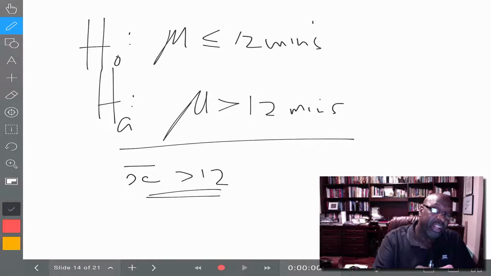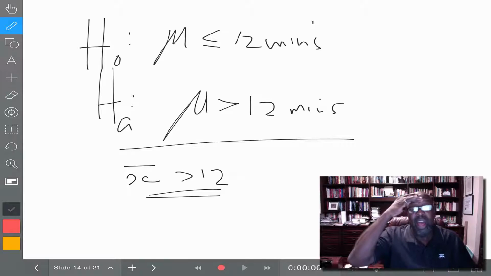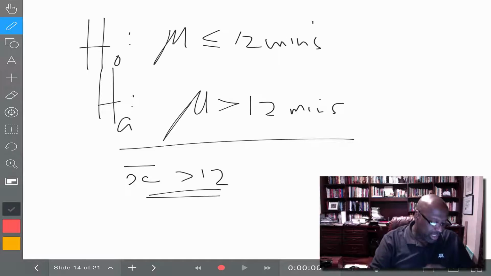But I need to measure that evidence. And that's where it takes us back to chapter 7, where we will find the probability of finding the sample. Just the same way I found the probability of finding a sample of 50 students with an average of 80, we're going to do the same kind of thing in this problem. All right?